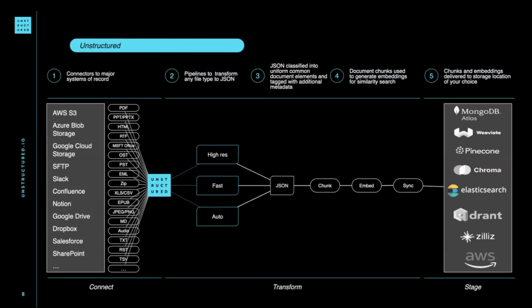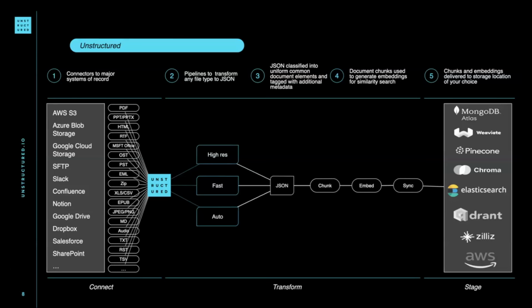We support 25 different file types that we can pre-process. Once we have those files, we have several different pipelines that use different partitioning strategies to process the documents. I'm going to be talking a little bit more about those partitioning strategies on the next slide. As a result, you get the text extracted from those documents in a JSON format, and it contains the text and additional metadata.